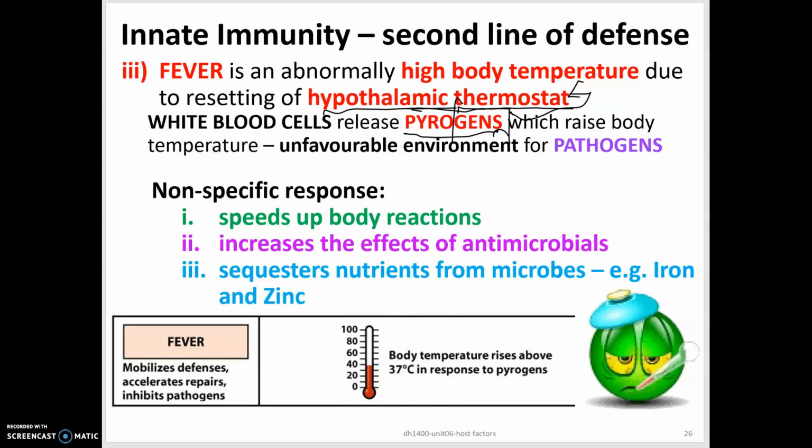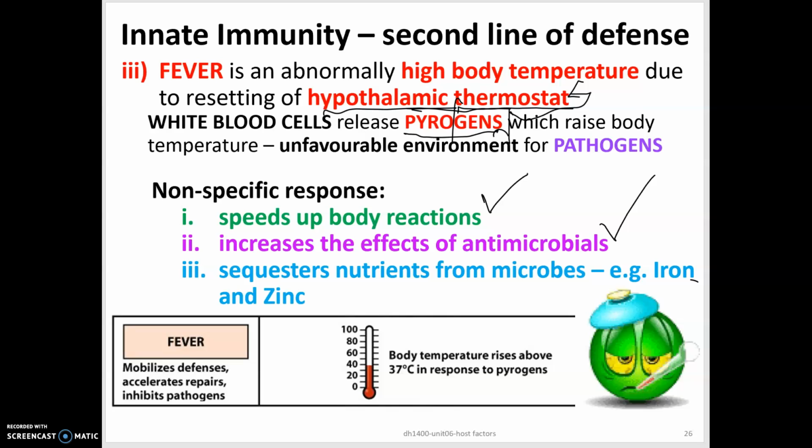The reason why this happens is this allows three things. It allows our body to speed up our metabolic reactions. Whenever you add heat to a chemical reaction, you're adding energy, and it allows that reaction to happen faster. So it speeds up our metabolism. It increases the effects of the antimicrobials, and we'll talk about that a little bit more at the end of this part of the unit. And it takes away nutrients from the microbes.